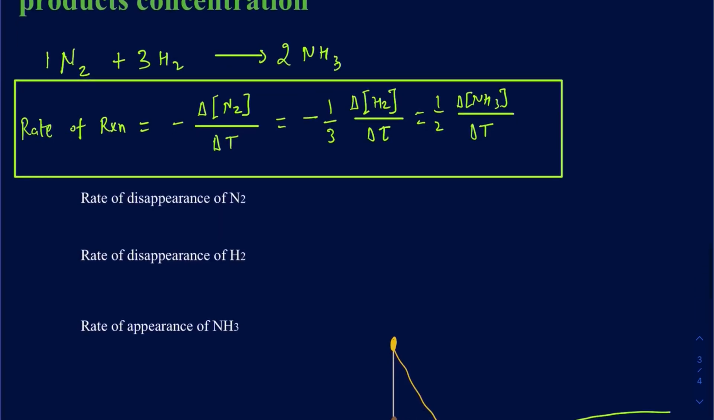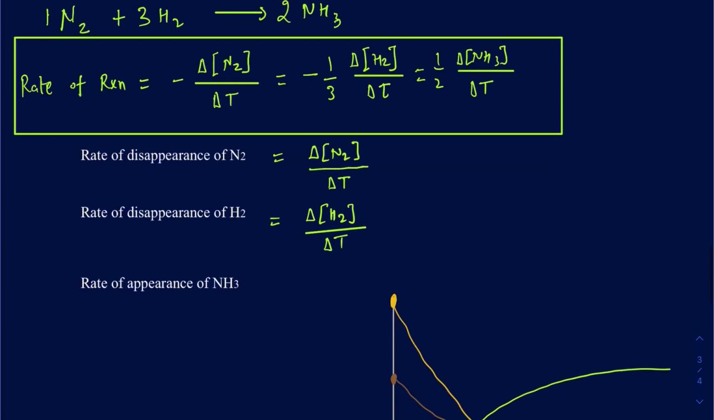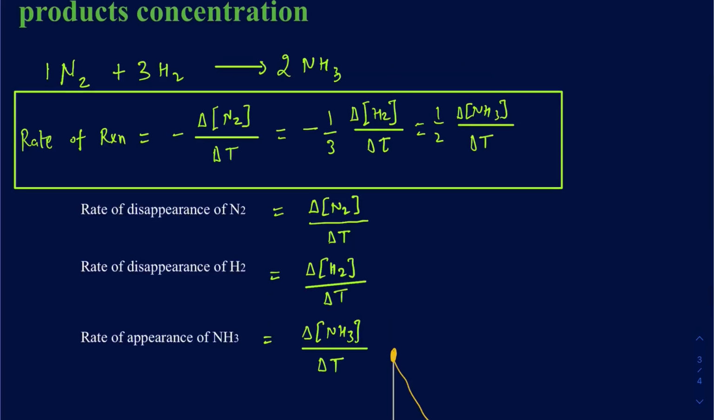So the rate of disappearance of N2 is going to be the change in the concentration of N2 over time. The rate of disappearance of H2 is going to be the change in the concentration of H2 divided by the change in time. And then the rate of appearance is going to be the change in the concentration of NH3 divided by the time. So technically I have four things here, so I'm going to number those 1, 2, 3, 4.